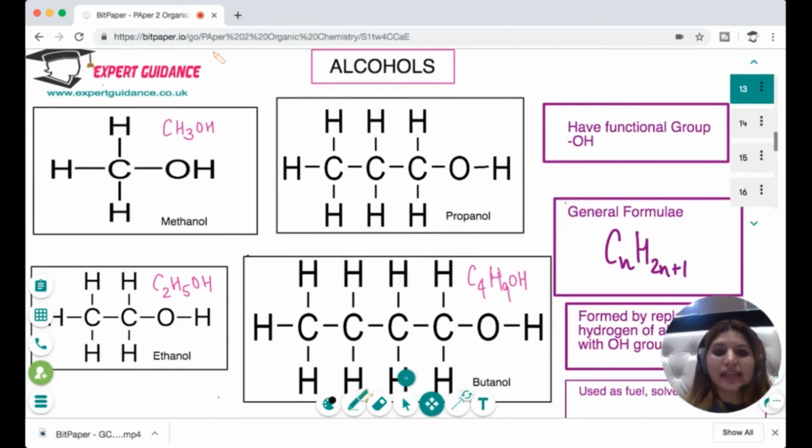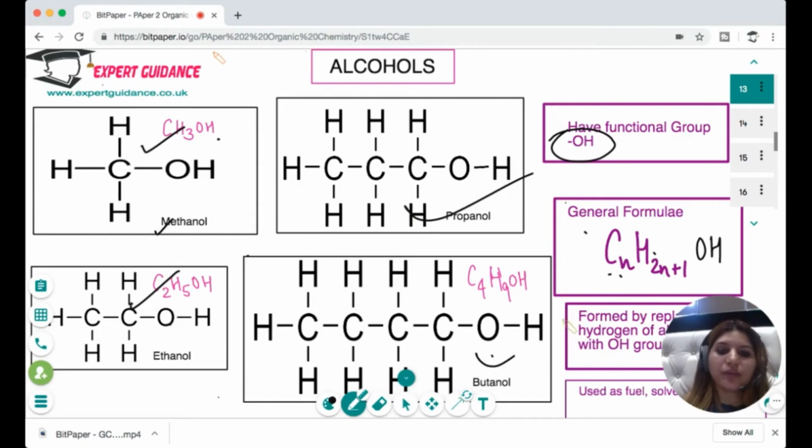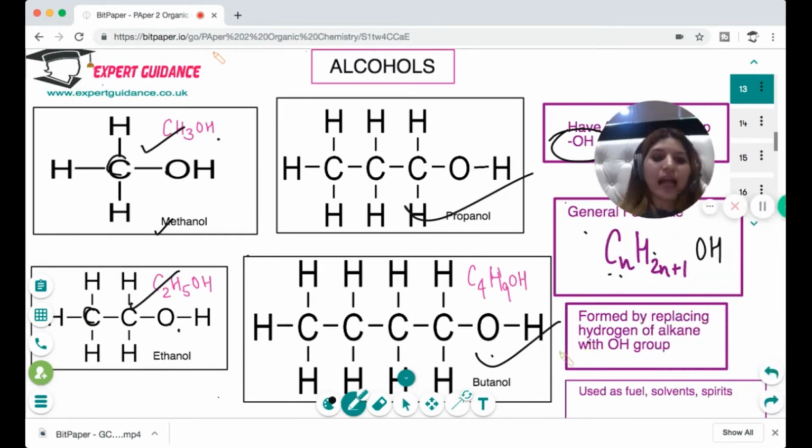Next is alcohols. Alcohols have the functional group OH. The general formula is CnH2n+1OH. So if you take n as 1, the first carbon is methanol with CH3OH, 2 carbons is ethanol, 3 carbons is propanol, 4 carbons is butanol. So you have 1 carbon with OH and then 3 hydrogens, 2 carbons with OH, and fill the rest of the valencies with hydrogen. And alcohols are used as fuel, solvents, and spirits.